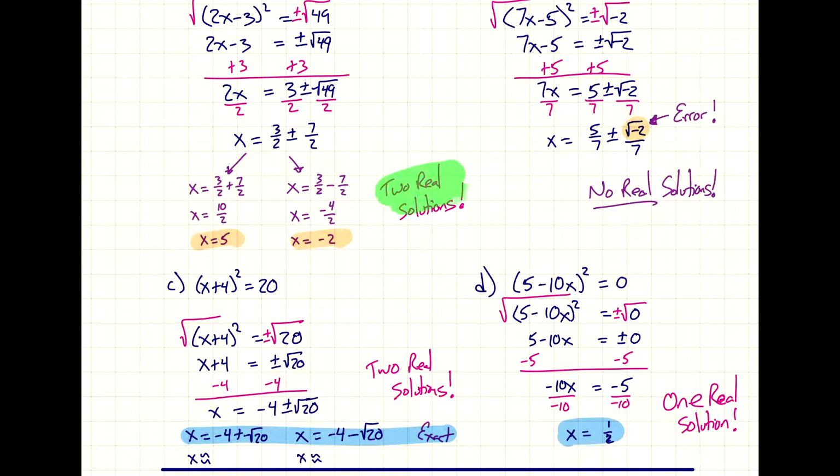Okay, so we have two solutions, no real solutions, two real solutions, and one real solution. So you'll notice they're not all the same. And why were they different?